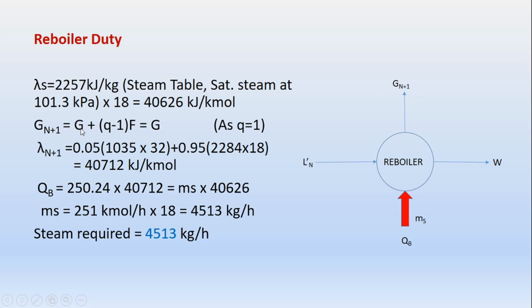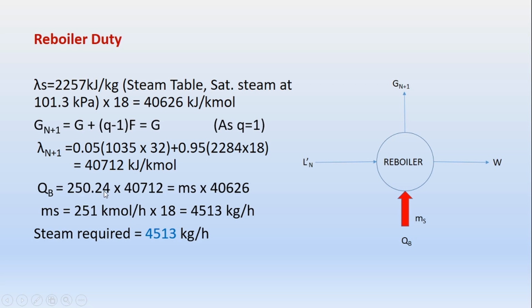We can get Gn plus 1 in terms of G plus (Q minus 1)F. Q is 1 here, so Gn plus 1 is equal to G. Lambda n plus 1 is the weighted average in terms of moles, and we get lambda n plus 1 as 40,712 kilojoule per kilomole. Then make a balance.